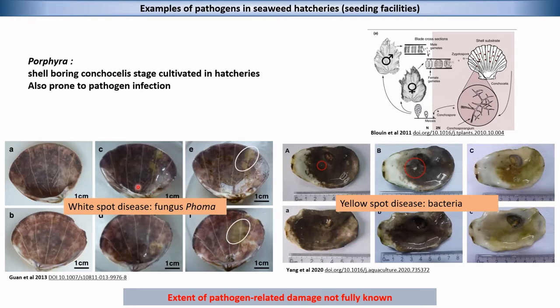Here on the left-hand side, we have the white spot disease, which is caused by a fungus. And then here on the right-hand side, we have the yellow spot disease, which is caused by certain bacteria. The common characteristic of those two pathogenic agents is that they cause bleaching and death of the conchocelis stage. And therefore, they can have an impact on the availability of the seeding material. However, the extent of pathogen-related damage at this hatchery stage is currently not fully understood.